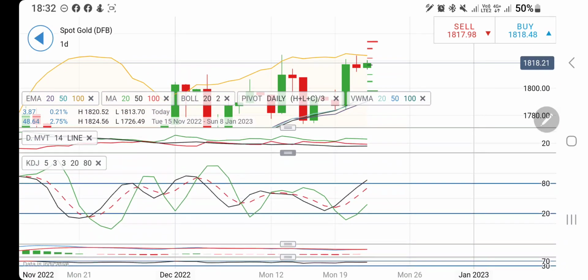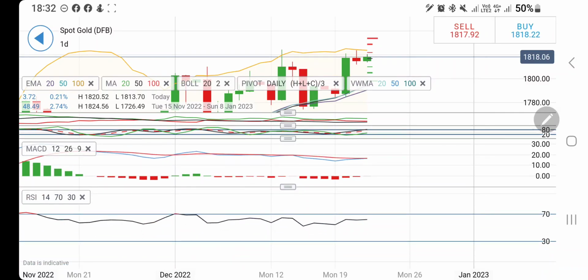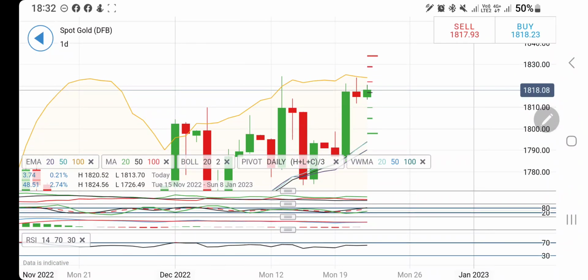On the direction movement is bullish, stochastic trading overbought. The MACD is trying to cross over for a bullish move. RSI trading near to the highs. Considering this, only sell entry today is below 1814 levels. Rather, if you want to trade safe, you can enter at 1812.